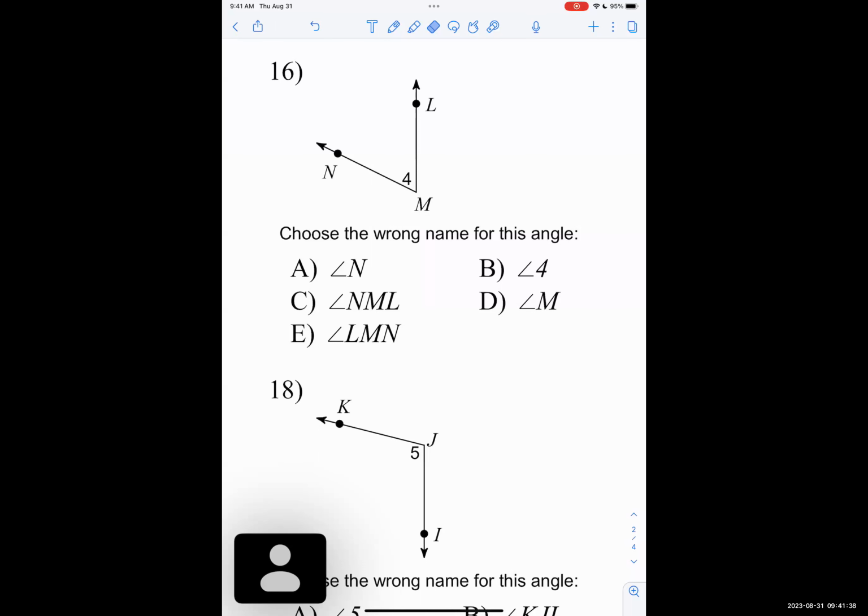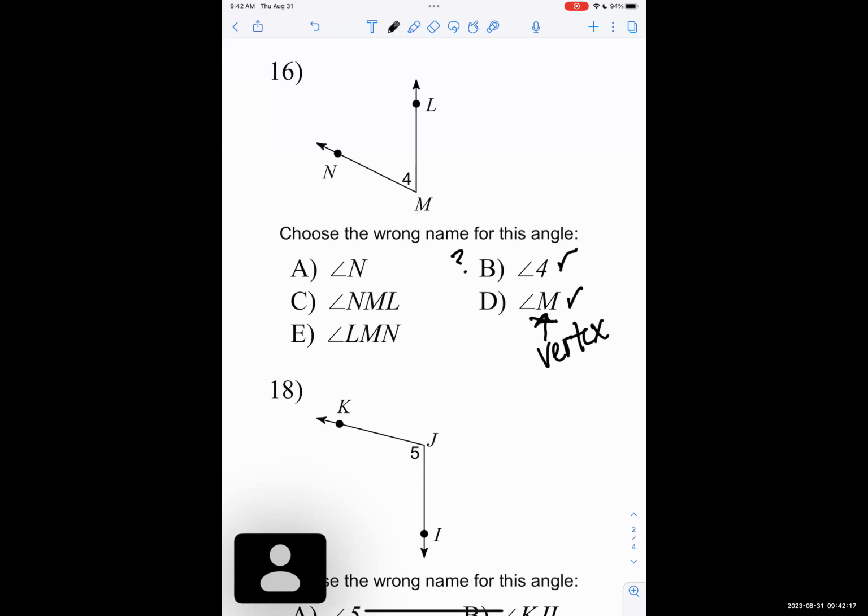Now, let's go through. How about B? B, yes or no? So you could name this angle 4. So that's a yes. How about D? Can we just use one letter? Yes, as long as this letter is the vertex. You can use 3 letters or you can use 1 as long as it's the vertex. So D, yes.